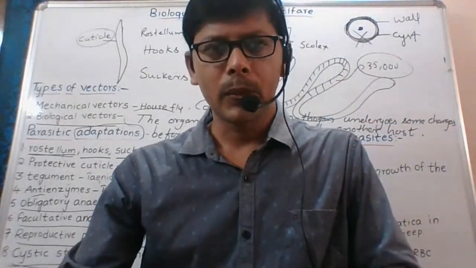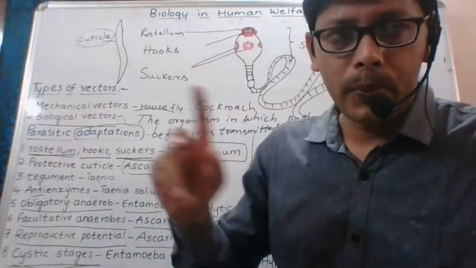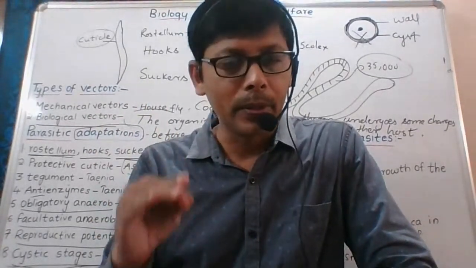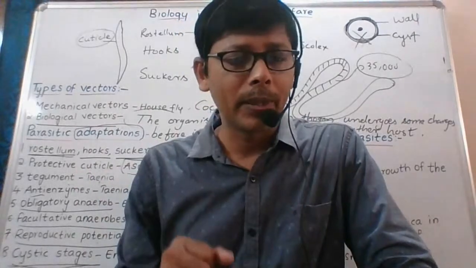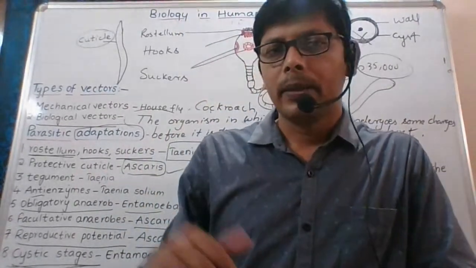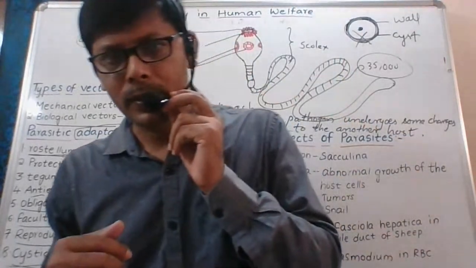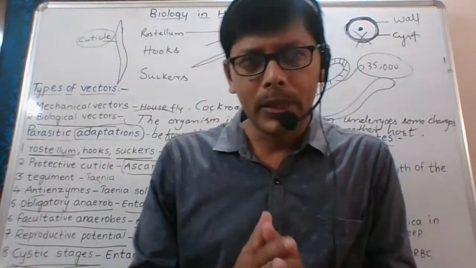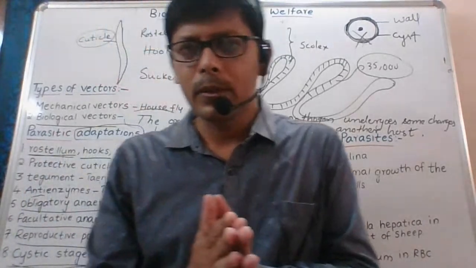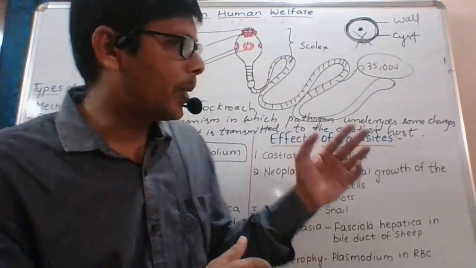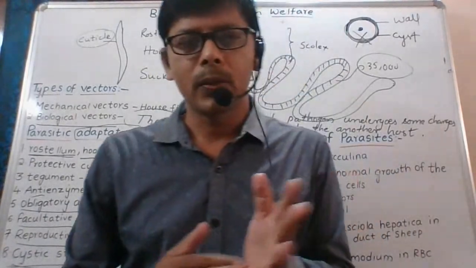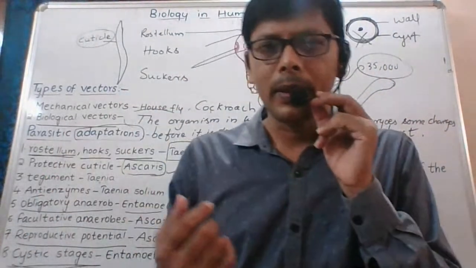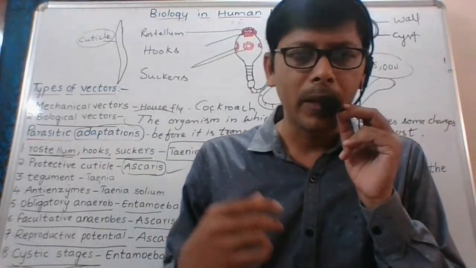In today's class we learnt types of host: virulent host, primary host, secondary host, and reservoir host. First, I started with the host, then vectors, two types of vectors, mechanical vector and biological vector. Then what are the parasitic adaptations? Some of the parasitic adaptations we discussed in today's class. Tomorrow's class, we will cover the effects of parasites on the host, and the remaining part of parasitic adaptation. Then we start Entamoeba histolytica, life cycle of Entamoeba histolytica.